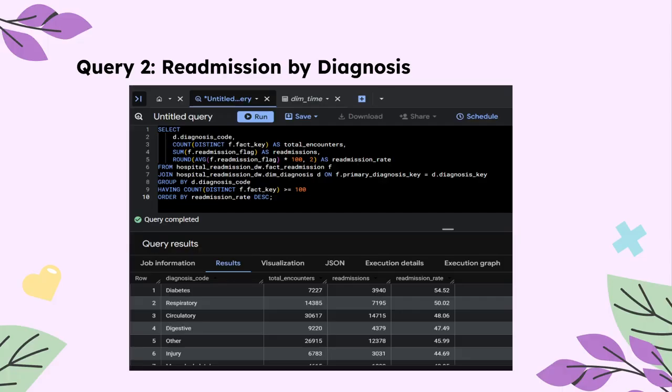It is worth mentioning that in line 7, if you were to also join secondary_diagnosis_key to make it equal to the diagnosis key, the readmission rates would jump up. Diabetes would jump up to 69.9%. I thought that was very interesting, as you could see overall who's getting diagnosed instead of just who's getting the first or primary diagnosis.